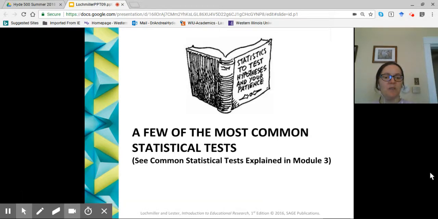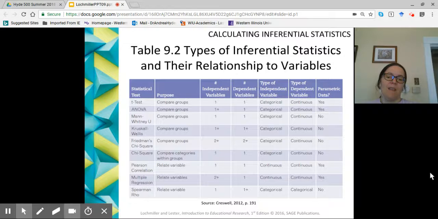And a few of the most common statistical tests. Again, see the common statistical tests explained in Module 3. And here you go. These authors actually pull from Creswell, the guide that I use for my qualitative research methods. Here's a test that he generated. It's table 9.2 in your texts.